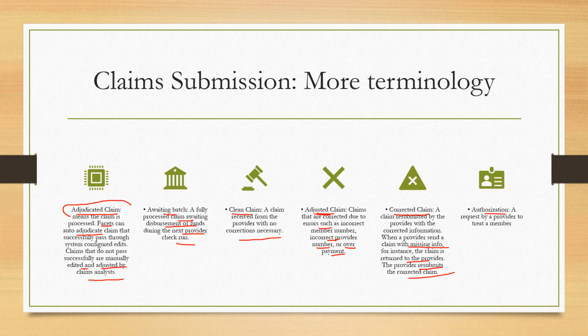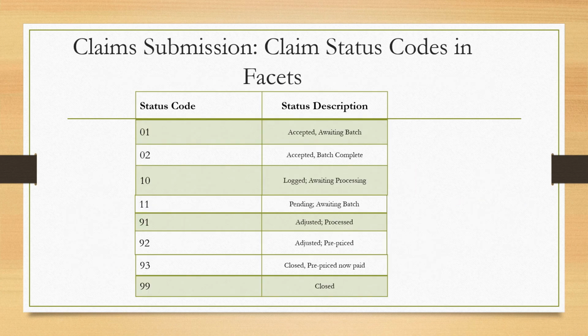Authorization: a request by a provider to treat a member. So when you schedule your appointment, they ask you for your policy number, group number, and they call your insurance company to check if you are enrolled and if this service is covered. If it's not and you are visiting, they will let you know that this is going to be your payment and this is what your insurance company is paying. So this authorization is really important before they will check any patient and all that.